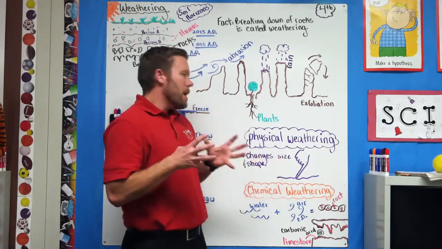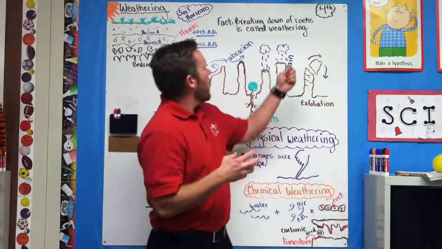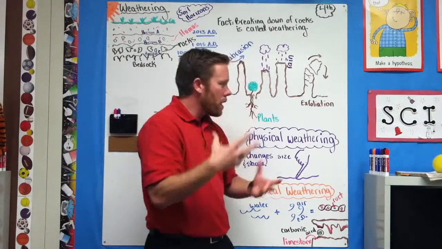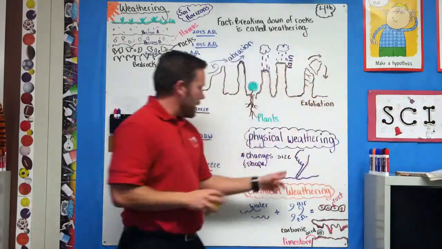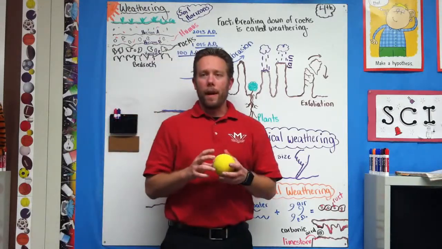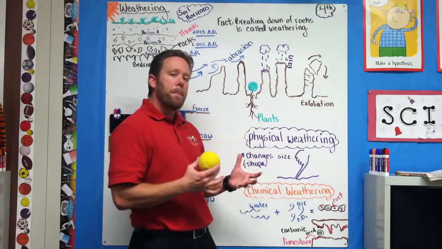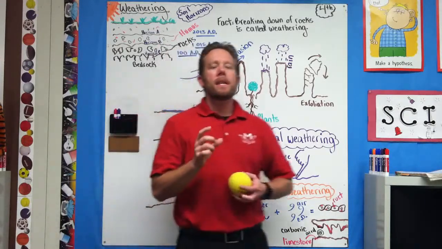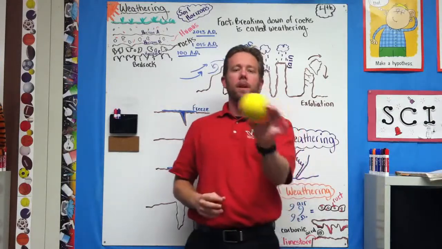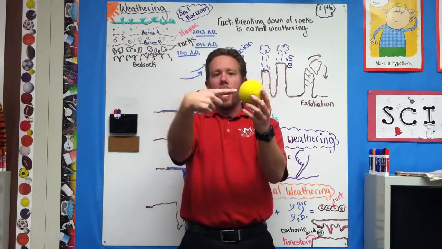Physical weathering is basically when rock is broken down by touch, okay? So, and that's why I have the hand here so you can kind of see. Now physical weathering basically changes the size and shape of the rock, but it doesn't actually change the rock itself. For example, look at this foam ball. Physical weathering, okay? Physical touch.